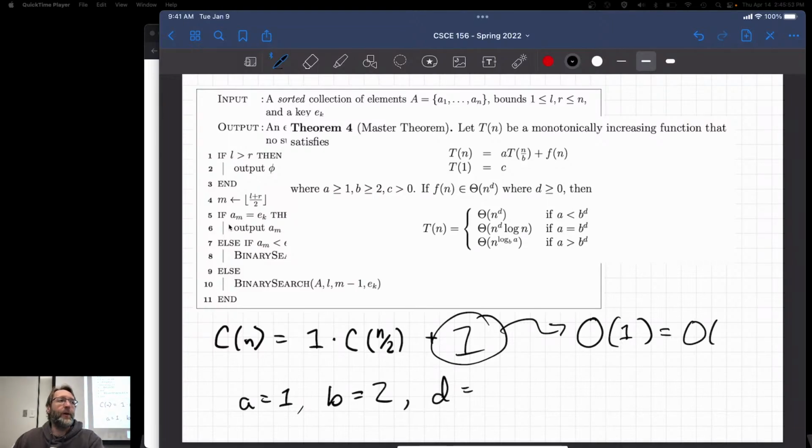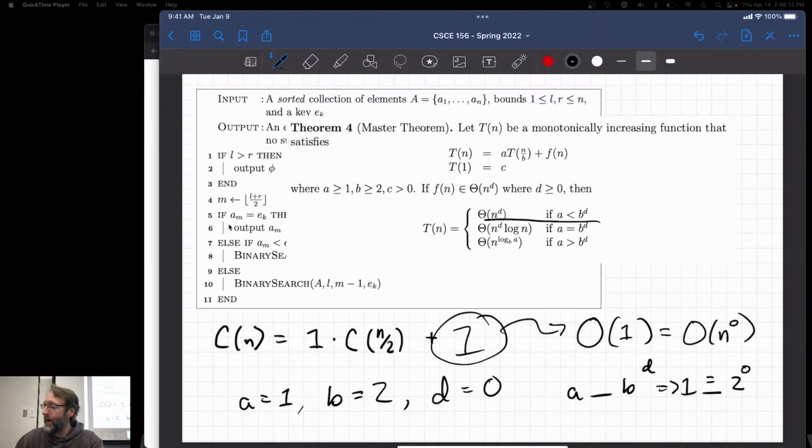If I were to write that as a polynomial, though, what would it be? N to the 0. Good. D is going to be 0. So A versus B to the D. A is 1 versus 2 to the 0. Guess what? They're equal again.